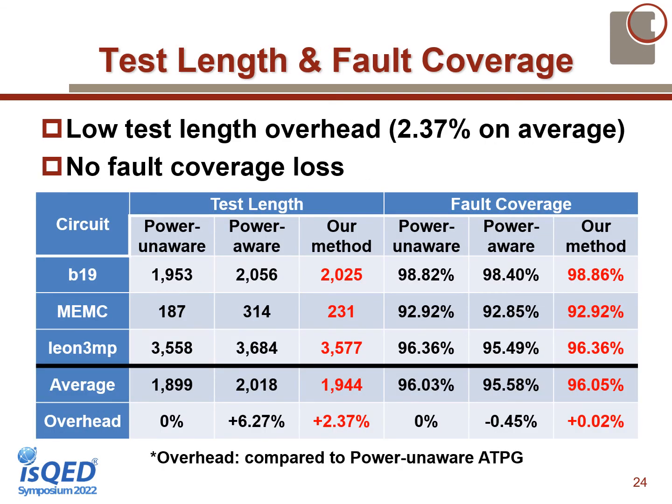In the following slides, I will show three tables for comparison of the three ATPG methods. This table shows the test length and fault coverage comparison. Our work only has 2.37 of the test length overhead, while not sacrificing any fault coverage compared to power-unaware ATPG by commercial tools. And our work even performs better on both test length and fault coverage compared to power-aware ATPG by commercial tools.